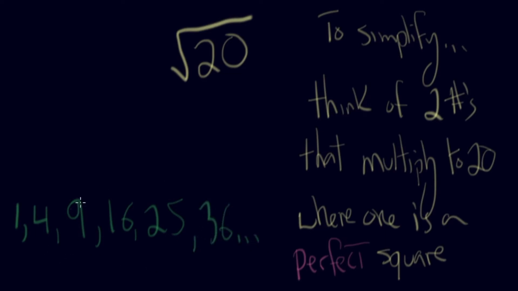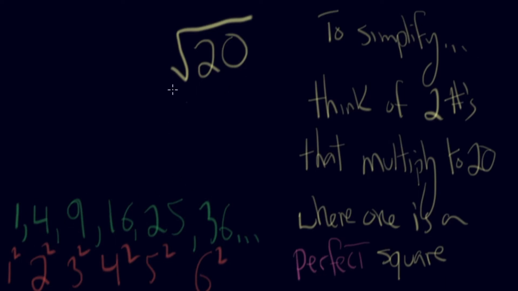And how did those become perfect square numbers? I'm glad you asked that. Well, you might have realized that 1 is simply 1 squared. 4 is 2 squared. 9 is 3 squared. Do you see a pattern? I see a pattern. So these are all perfect squares.